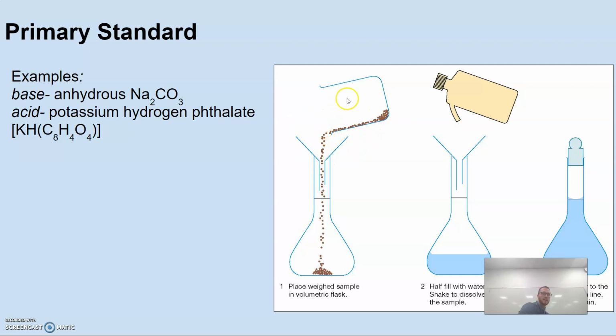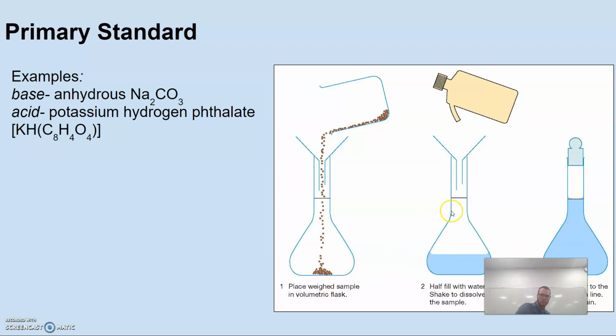So we minimize that through lots and lots of rinsing. Rinse the flask, rinsing the sides of the bowl until such a point where we've got it about half filled. A half filled volumetric flask. And then at that point in time, we want to ensure that all of that solid has dissolved.